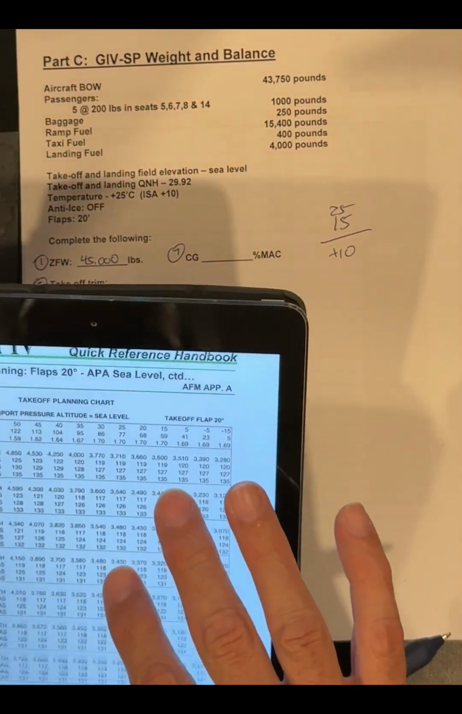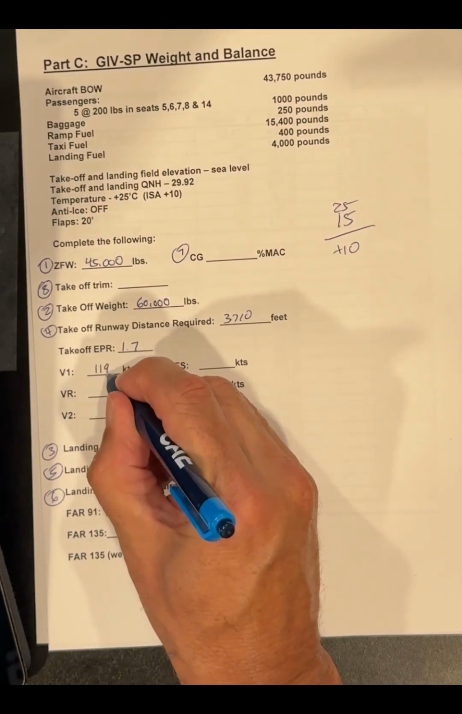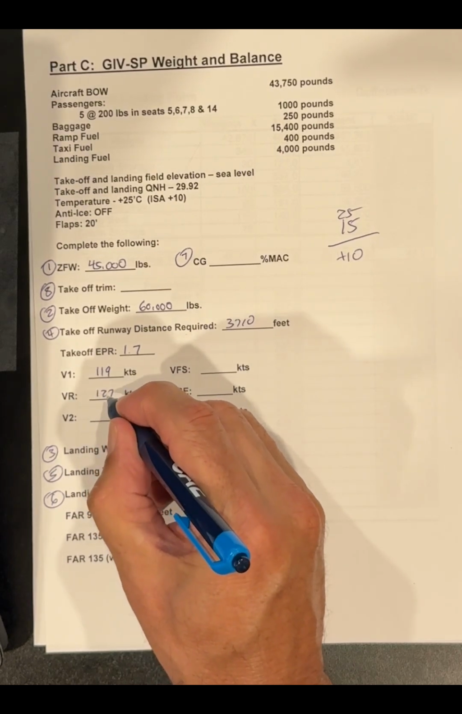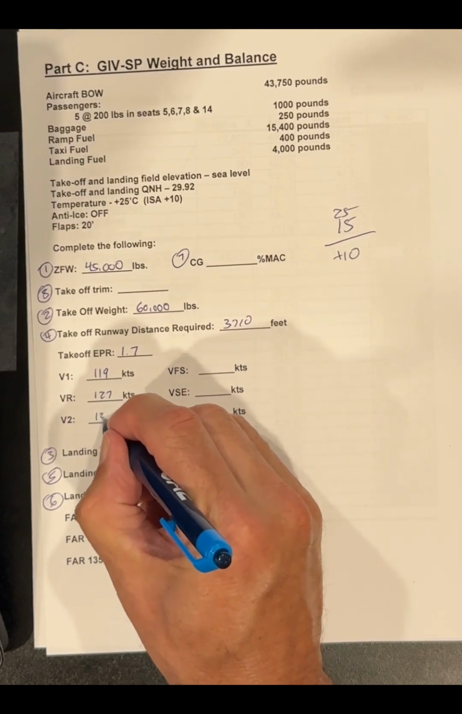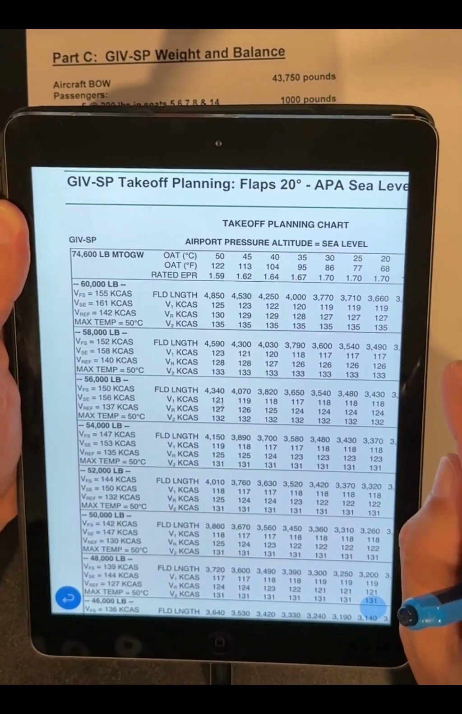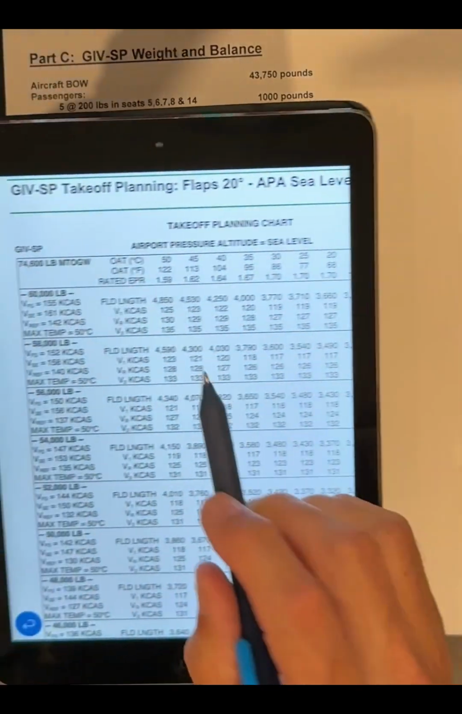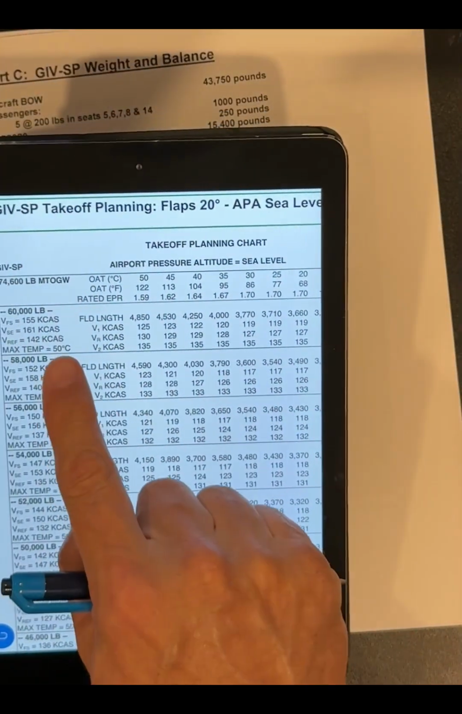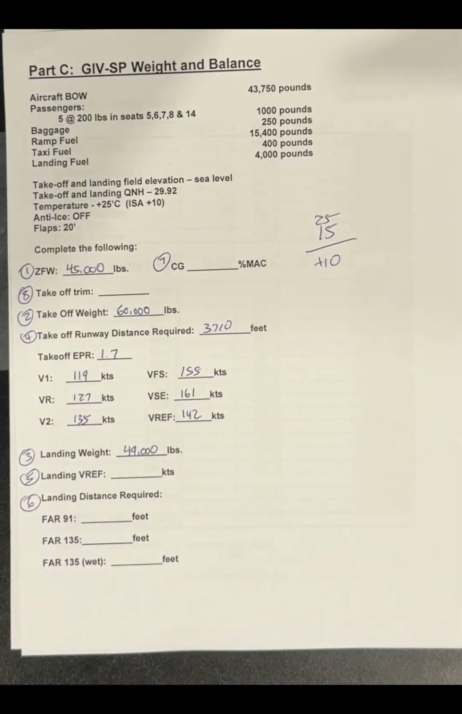Let's look at it. So what do we got? We got 119. V1 is 119. VR is 127. V2, 135. And on the left side over here, we have the other numbers. VFS, 155. VSE, 161. And VREF, 142. All right. All that's done. Simple and easy.